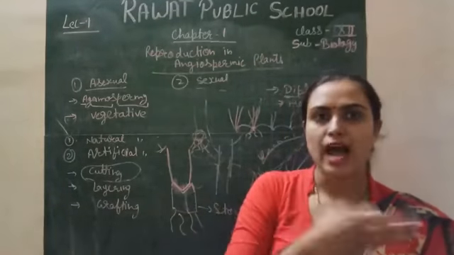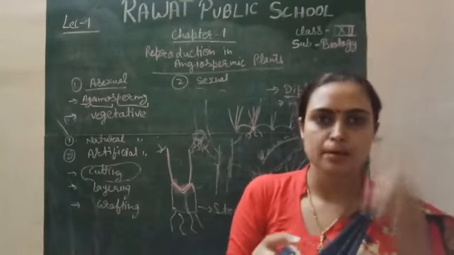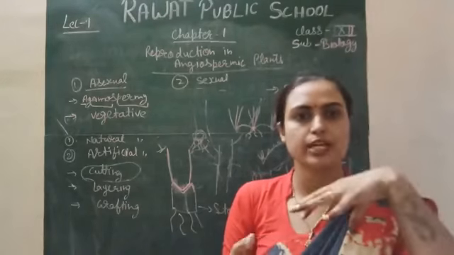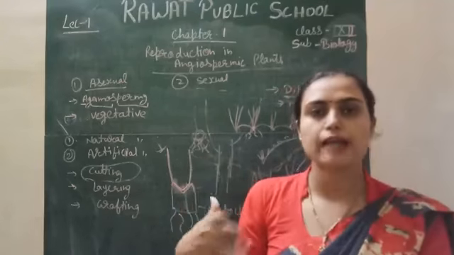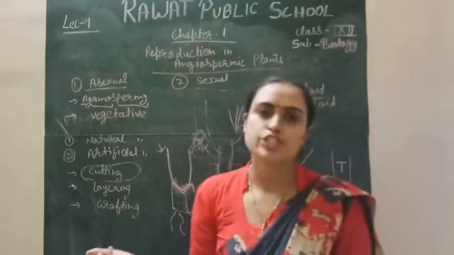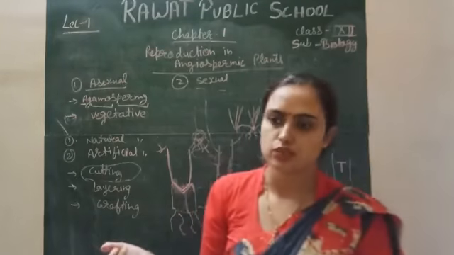The first two, calyx and corolla, are the non-essential parts of the flower. They help in fertilization, but they do not do fertilization. But androecium and gynoecium are the essential parts, which actually do the fertilization in plants.